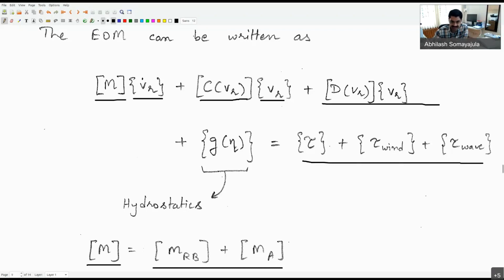The only thing you will notice here is the slight change that I'm using the notation VR instead of V. By doing that, what I'm trying to capture is that if there are any currents in the system, then I'm looking at a relative velocity due to the current rather than an absolute velocity. I'm looking at the relative velocity with respect to the currents.